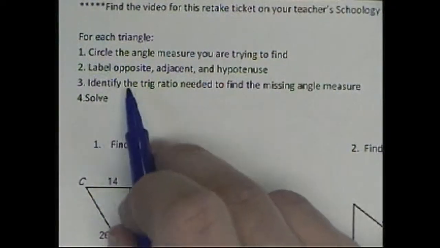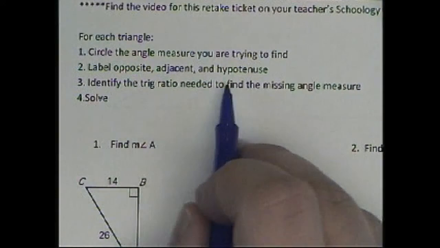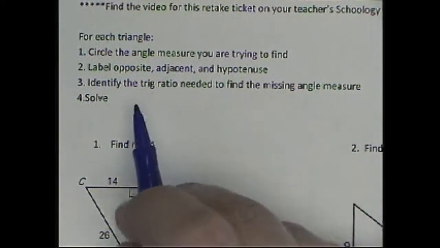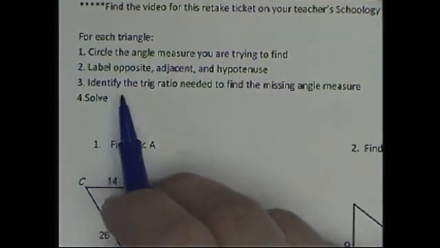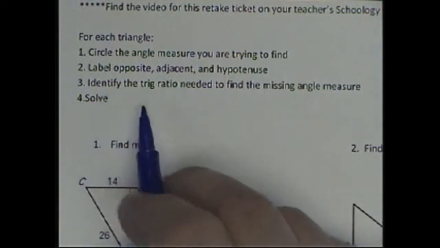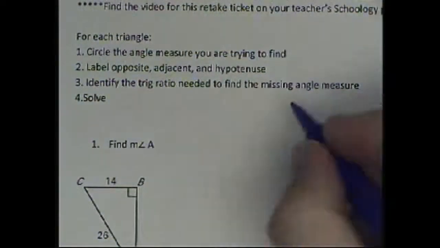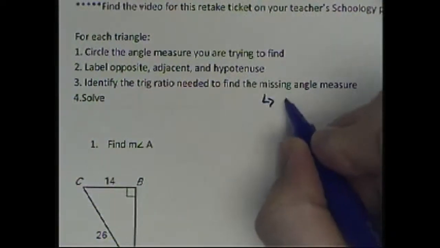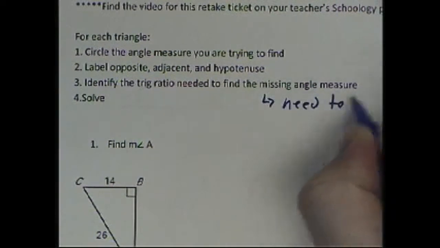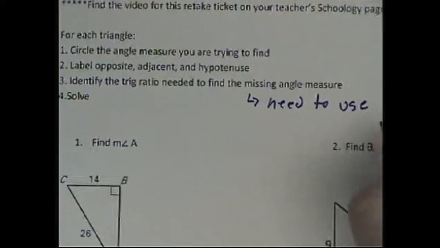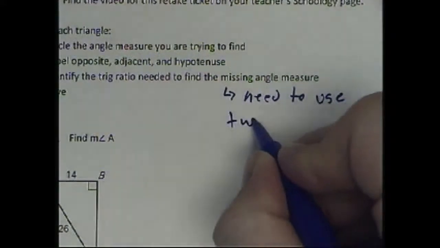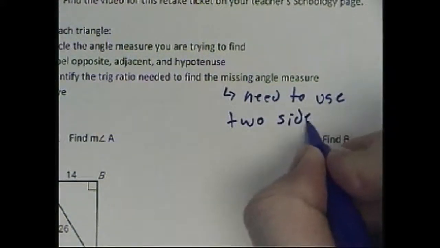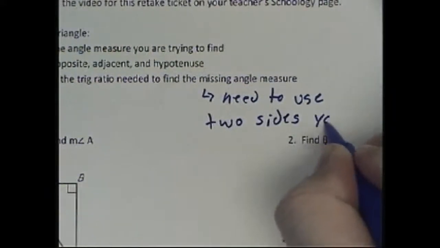Directly from there, you go across, you label opposite, adjacent, and the hypotenuse side, just like we did in learning target G. Next, then you identify the trig ratio needed to find the missing angle. Remember that you need to use two sides you know.